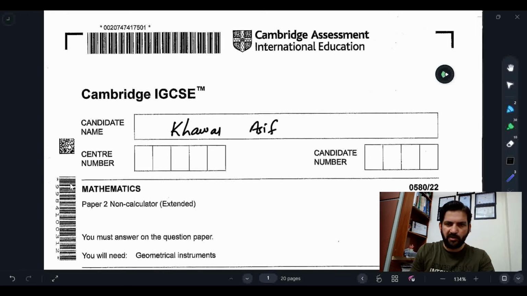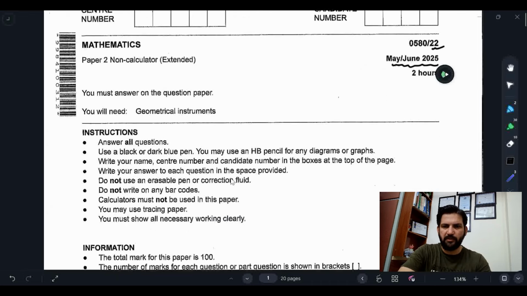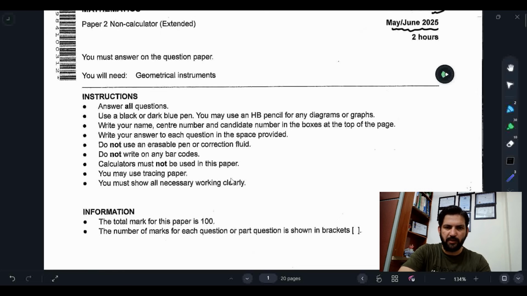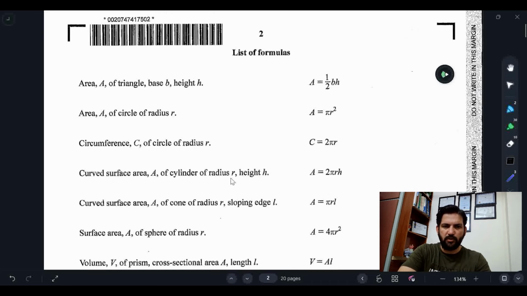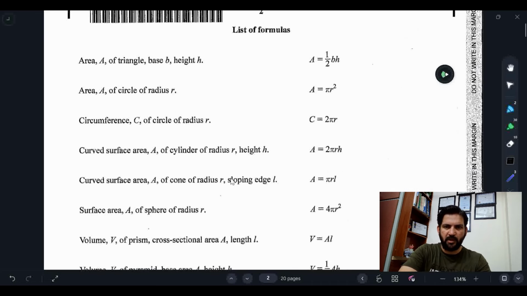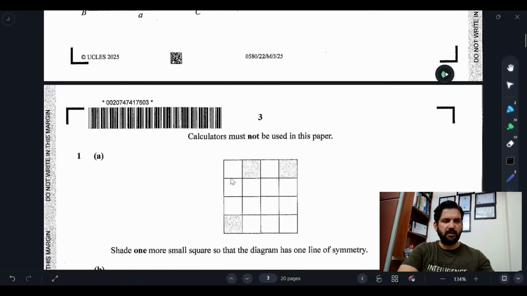Today we are going to discuss the paper of May-June 2025, paper 2. Keep in mind that this is a non-calculator paper, and these are the instructions we have to follow. You can see the time duration as well as the total marks of this paper. Now this is the formula sheet we will have for this paper.